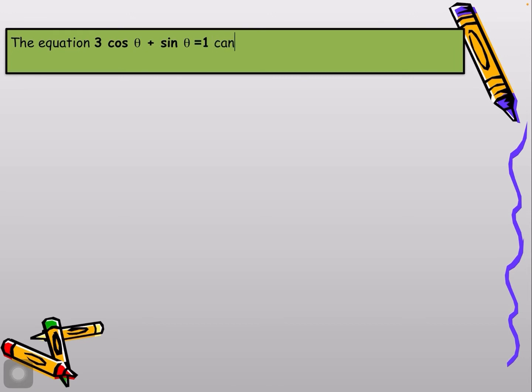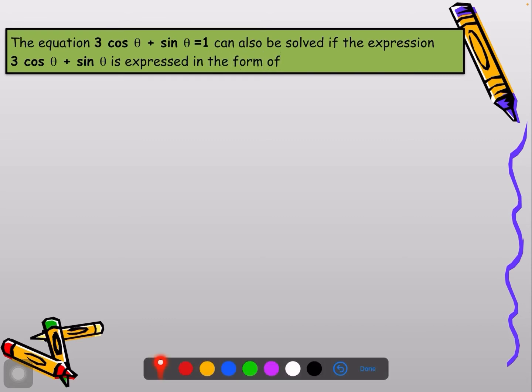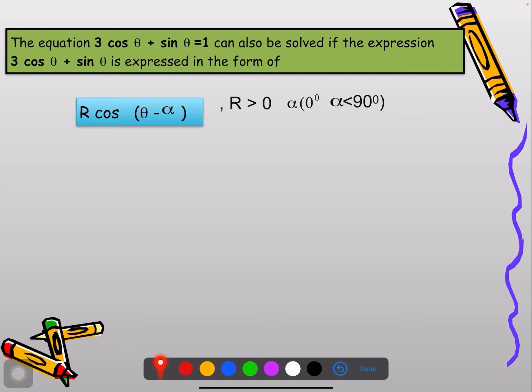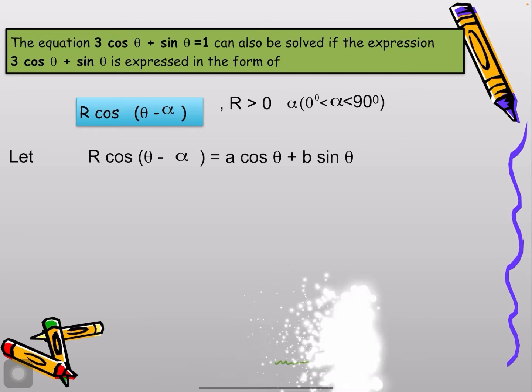The equation 3 cos theta plus sin theta equals 1 can also be solved if the expression 3 cos theta plus sin theta is expressed in the form of r cos(theta minus alpha), where r is positive and alpha is an acute angle. So let r cos(theta minus alpha) equal a cos theta plus b sin theta.